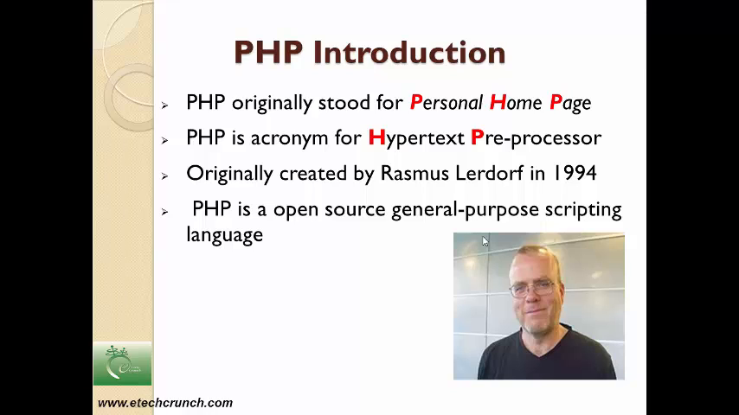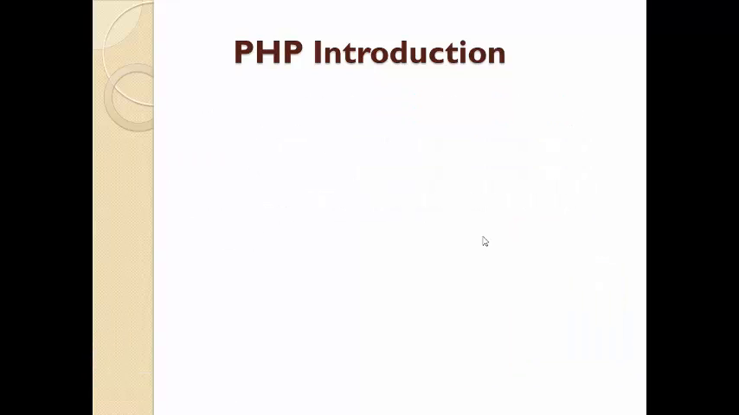PHP is an open source general purpose scripting language. It means that PHP code is readily available on the net. You can check its code on the website. The other web scripting language can be ASP.NET. That is basically by Microsoft. It is a property of Microsoft, and if you want to use ASP, then you have to purchase its license. But on the other hand, PHP is open source and free to download and use.